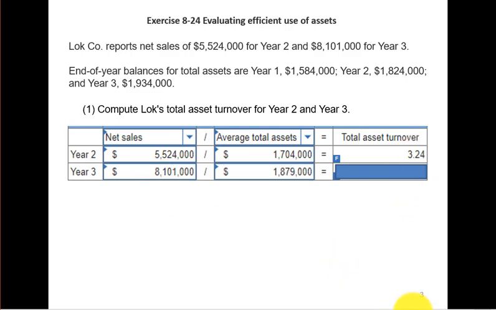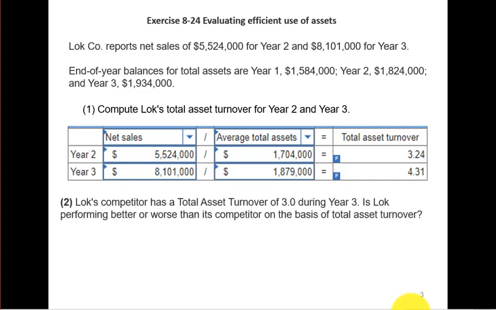Let's take a look at year 3. Sales of 8 million divided by the average asset total for year 3. We're going to use the end of year 2 and the end of year 3. Add them together, divide by 2, 1.879. That is divided into the sales of a little over 8 million to get an asset turnover of 4.31. So things look like they're going a little bit better from 3.24 to 4.31. So we are doing a better job of managing our assets or generating more sales from them.